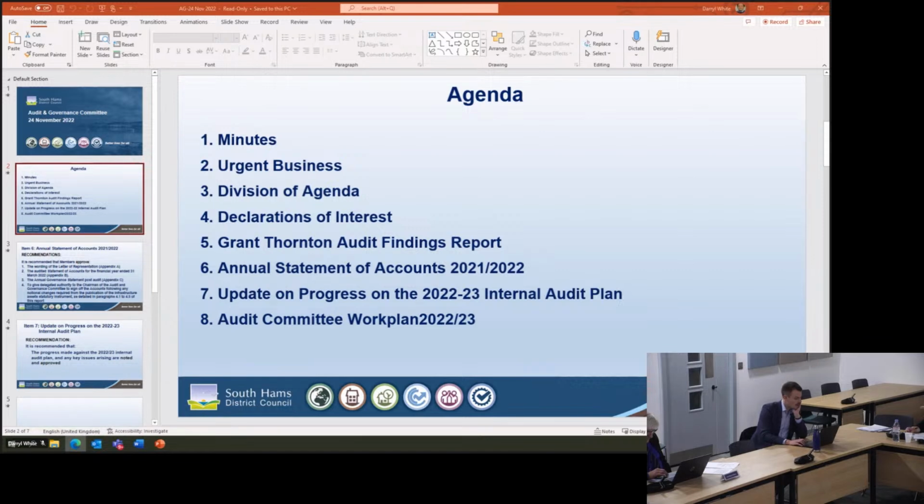Two points to note on page 13, so the valuation of land and buildings. This is an area we've discussed a few times previously. Our work is largely complete. This year, as always, we've been expected to go even further into valuations, and that includes getting corroborative evidence for floor areas that are used as part of the calculations.